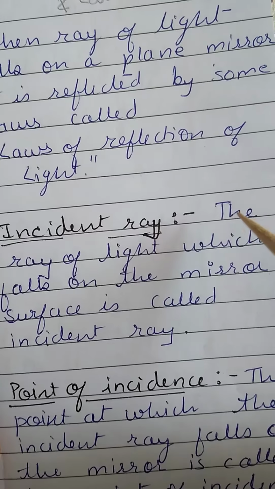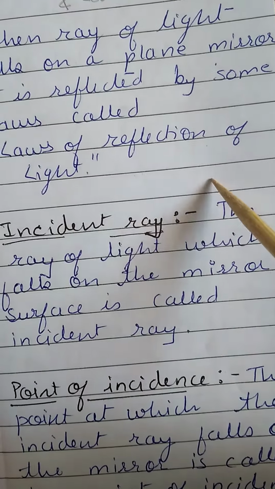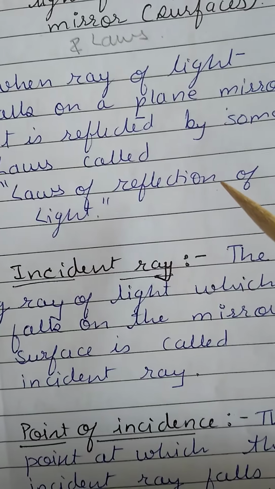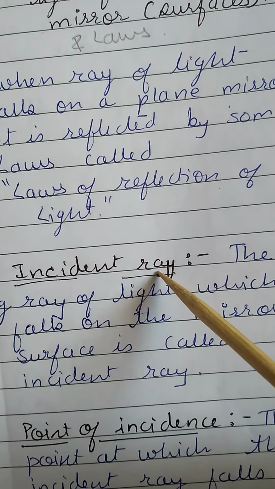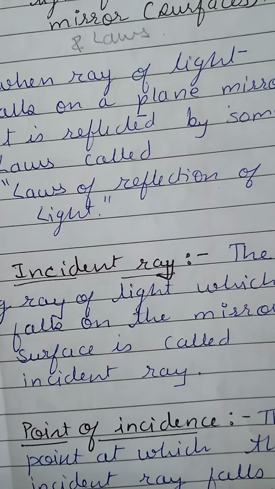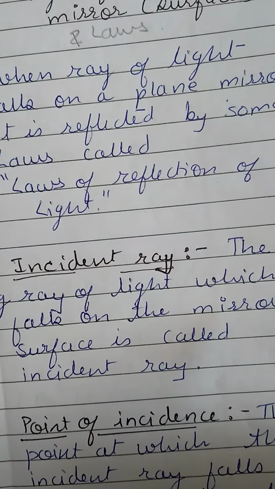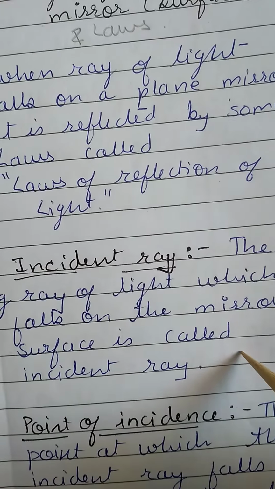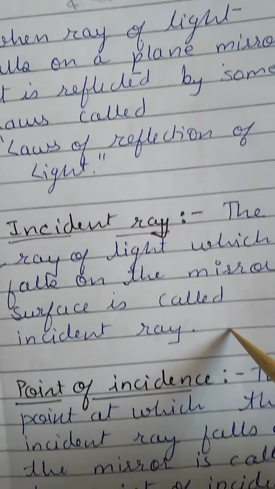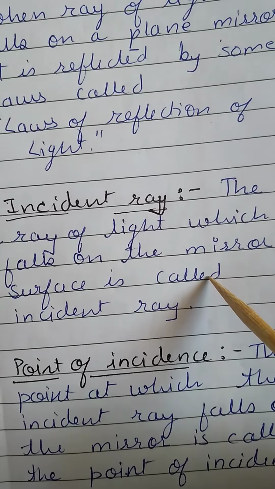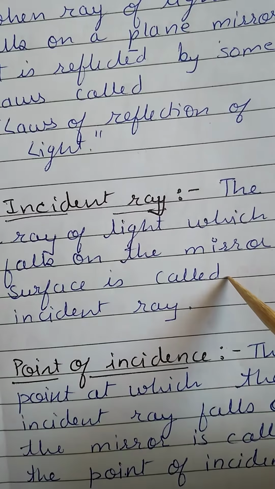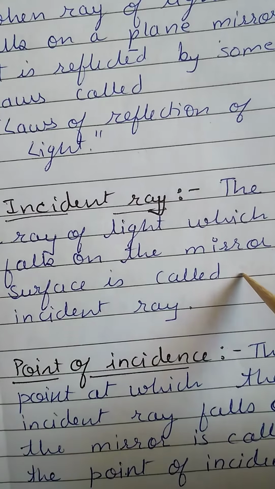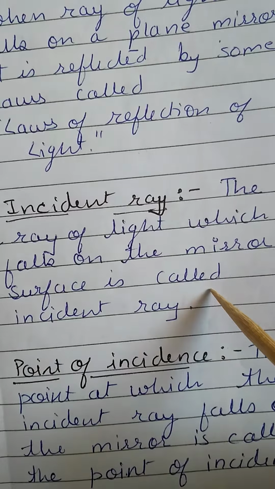So what is this law? For understanding this law we have to understand a few terminologies, which are incident ray, point of incidence, and reflected ray. So what is incident ray? The ray of light which falls on the mirror surface is called the incident ray. This incident ray is a ray which is touching the mirror surface and hitting the mirror surface. That ray is called the incident ray.